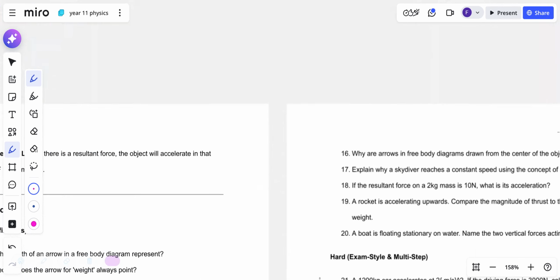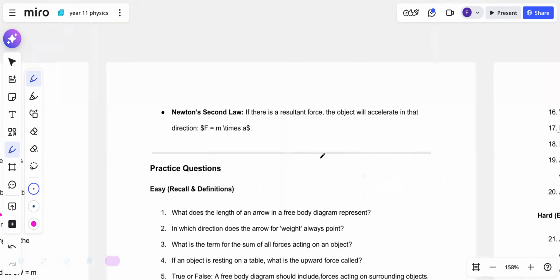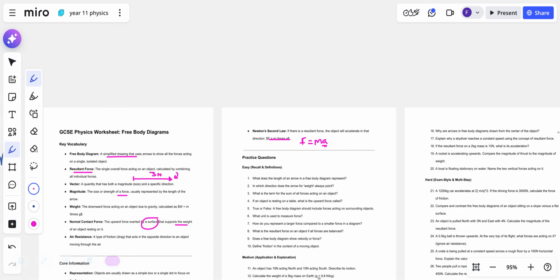Okie dokie. Newton's second law. F equals ma. If you have a resultant force, your object will accelerate. What do I mean by accelerate? It will change speed. Either it will speed up or slow down.